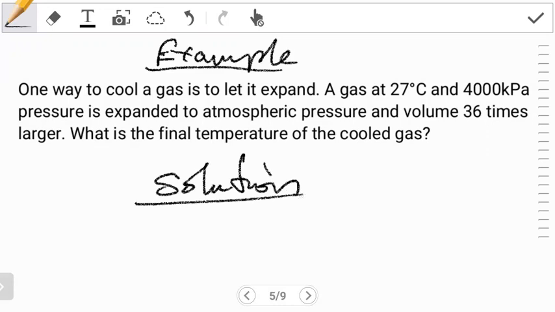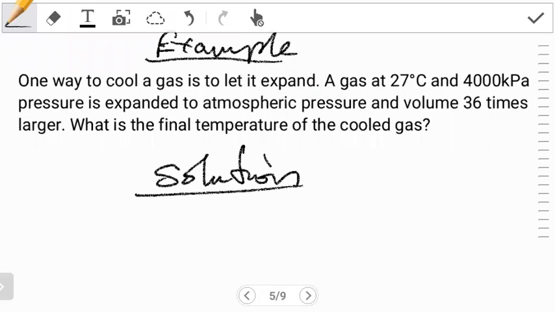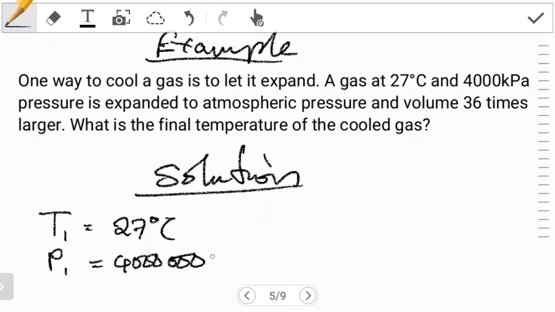So if we look at what we're given here, we're saying one way to cool a gas is to let it expand. A gas at 27 degrees Celsius. So what they're telling us is we have a gas whose temperature is 27 degrees Celsius. And when it is at this temperature, the pressure of this gas is 4,000 kilopascals, which makes it this in pascals, is expanded to atmospheric pressure.